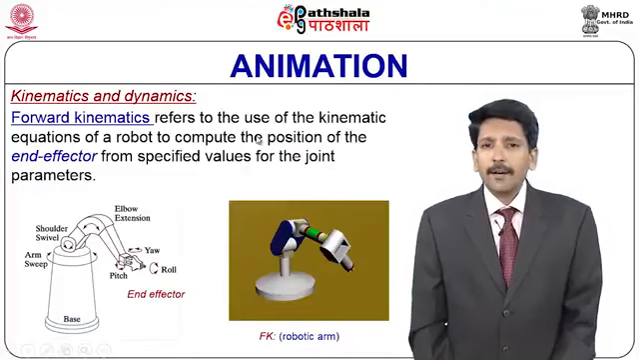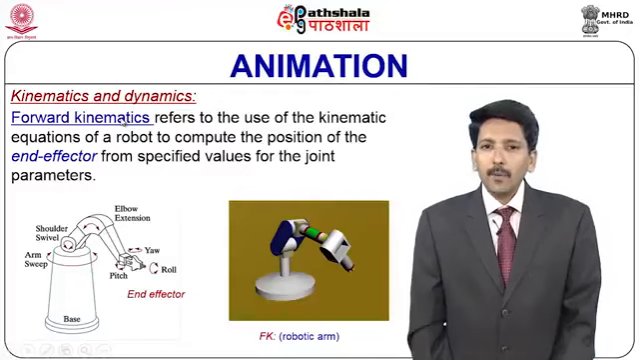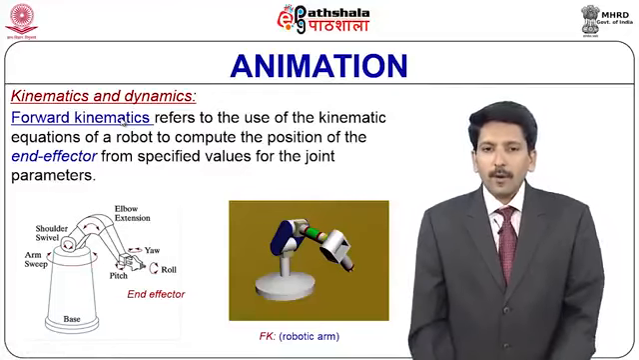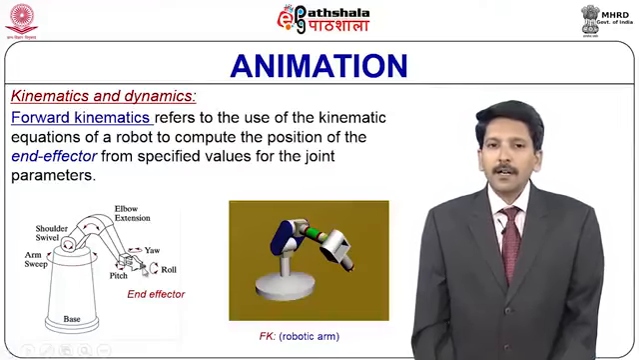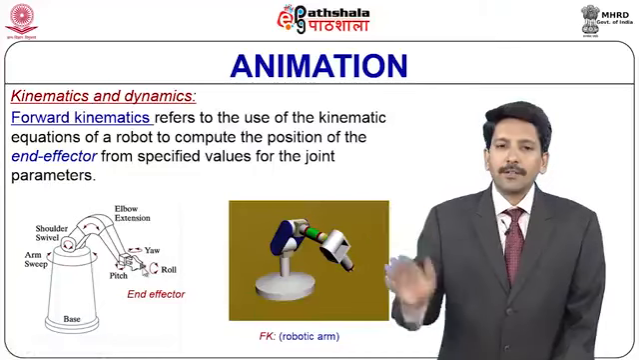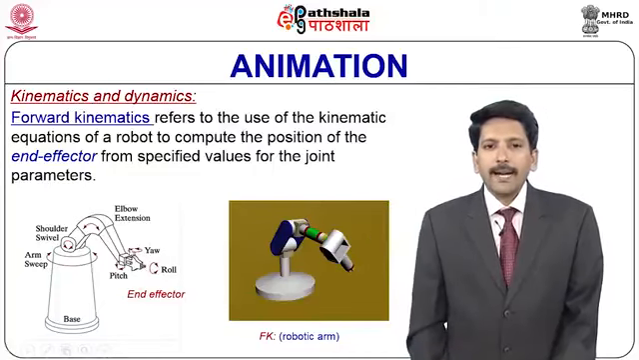Okay. Now, in kinematics you can talk about two things: one is forward kinematics, the other one is inverse kinematics. What is forward kinematics? You can imagine a robotic arm here. The end point is called the end effector. It is where the position is finally decided, that is why it is called the end effector.